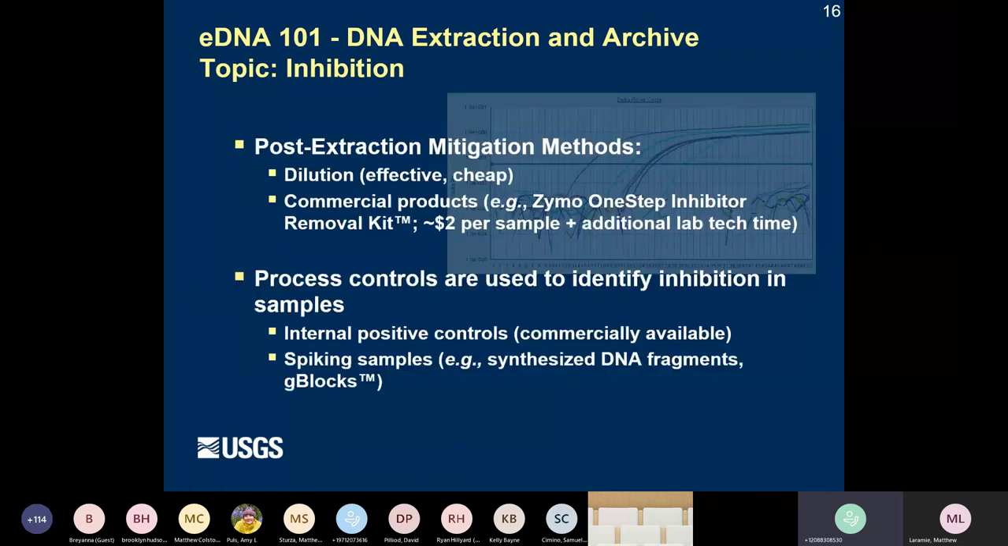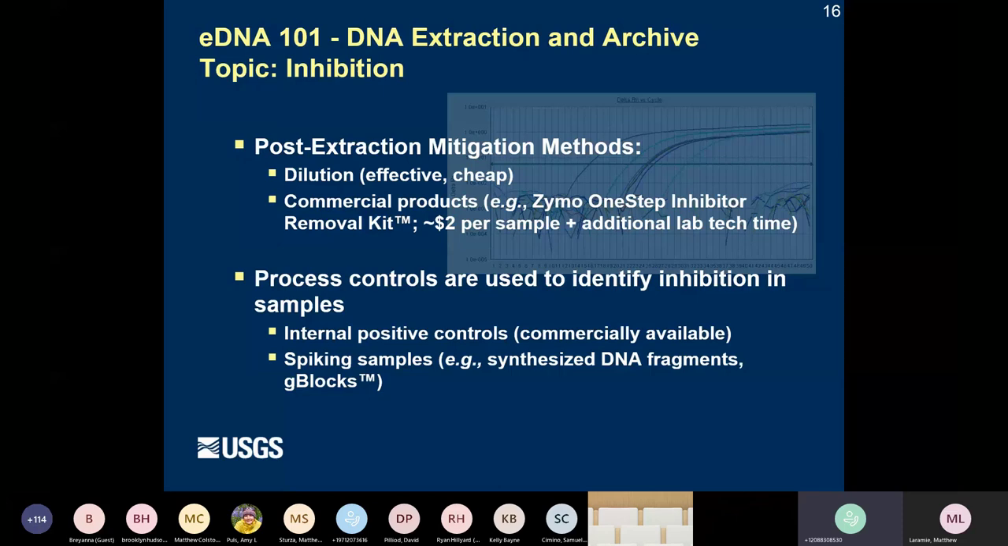So how do we deal with this? There are a couple of post-extraction mitigation methods that we can use. One such method is dilution. It's both cheap and effective. You simply dilute a sample prior to running it. That effectively cuts the concentration of inhibitors in half. Most often, there's still going to be enough DNA present in the sample to still produce a positive signal. The exception to that is if you're down at the absolute minimum threshold for detection.